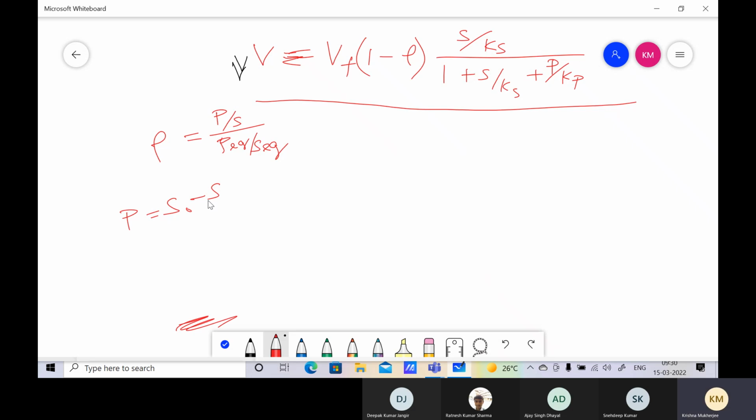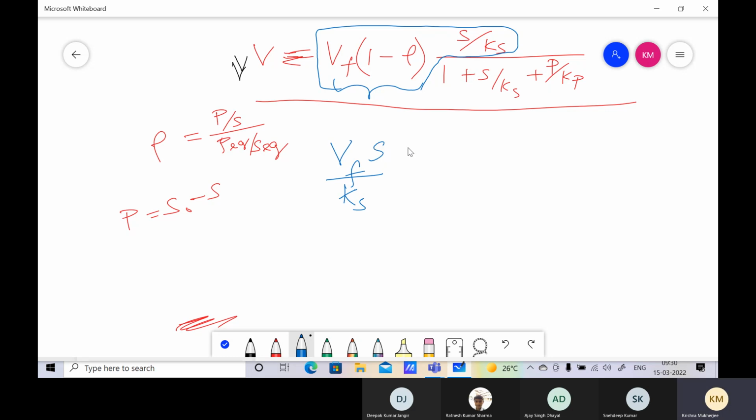Okay, let us do the simplest part of it. What is this term here, into S by Ks, let us say? Forget the denominator for the time being. Let us do it one at a time. What is Vf, and of course upon Ks? We can keep this as a constant, that's not a problem. What is S into 1 minus rho?